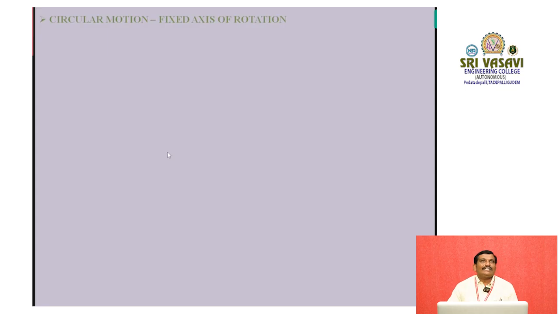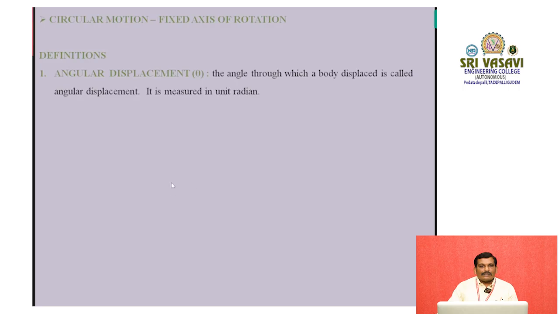And next, coming to fixed axis rotation. Fixed axis rotation of a rigid body is defined as the motion in which the particles of the rigid body move in circular paths with their centers on a fixed axis of rotation. Generally, we use these definitions in the kinematics of rigid bodies.